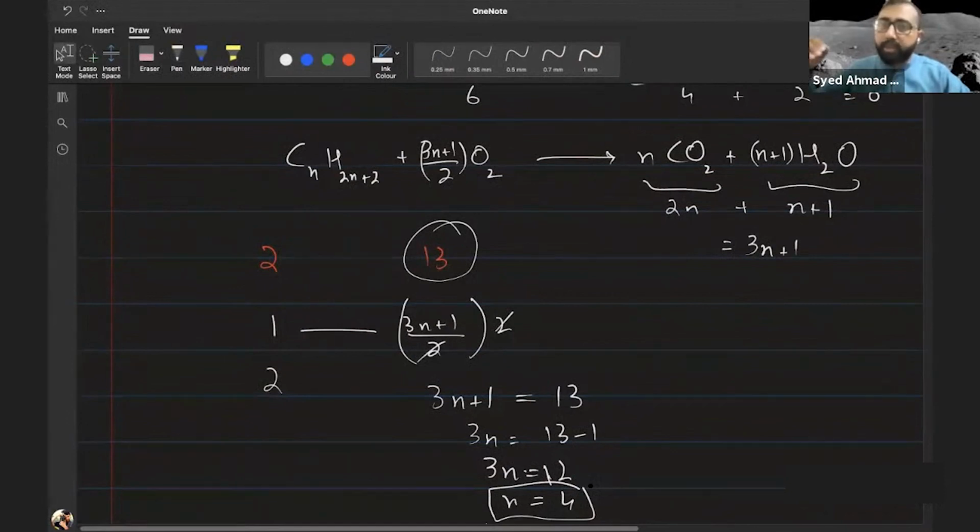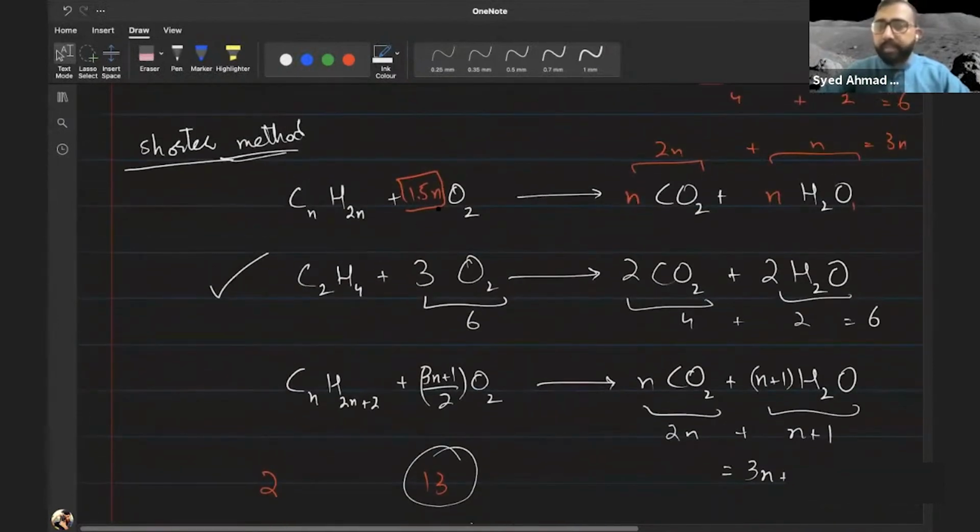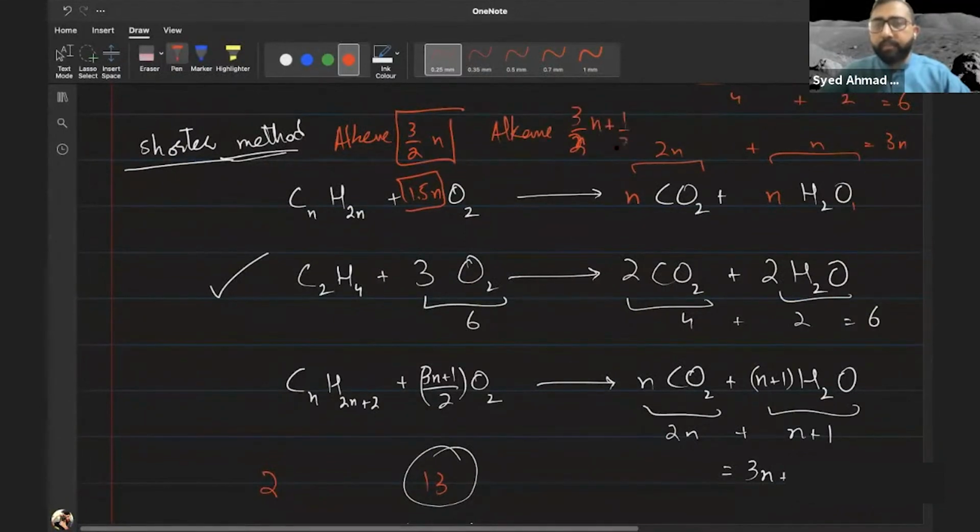मुझे कोई इक्वेशन लिखने की जरूरत ही नहीं है. फॉर एल्कीन मुझे 1.5 टाइम्स n चाहिए. इसको याद करने का तरीका क्या है? आप इसको इस तरह से देख सकते हो. दिस इज 3/2n for alkene, and for alkane this is 3/2n plus half.